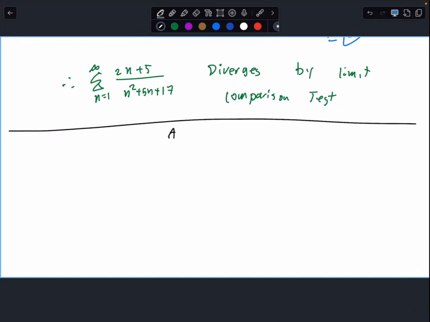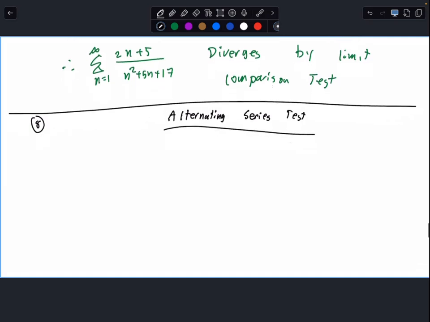The next one that we have, number 8, is the alternating series test. Now, the alternating series test is basically that we have one of the two scenarios of an alternating series, or that the sequence is itself alternating. So we have either the sum of (-1)^n b sub n, or the sum of (-1)^(n+1) b sub n.